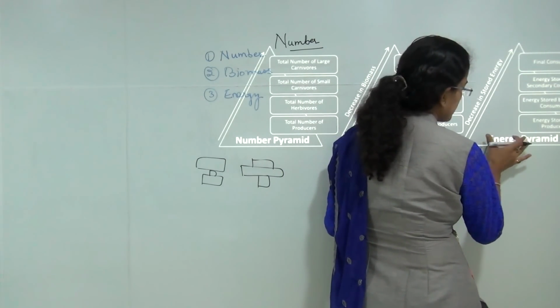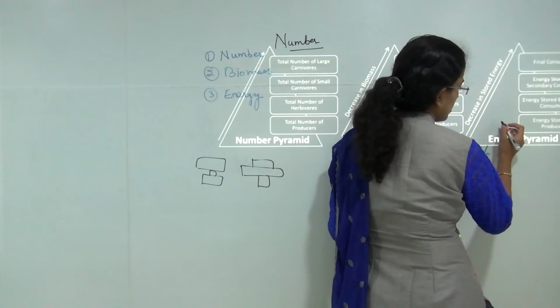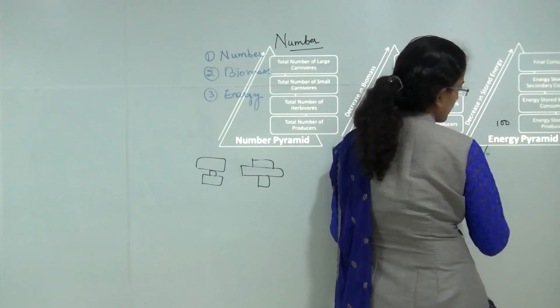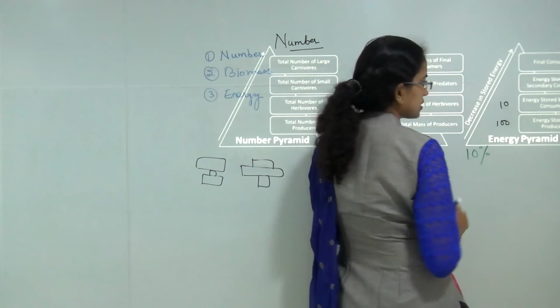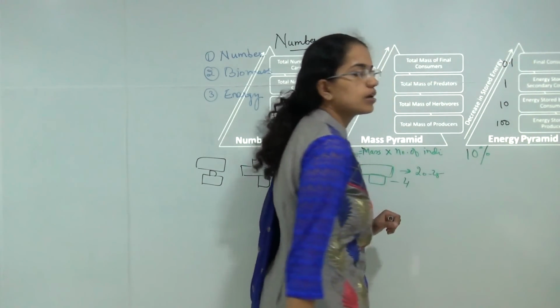So you have highest energy with the producers. So if I talk, it was 100. Okay. The next level it would be 10. The next level it would be 1. And further level it would be 0.1.